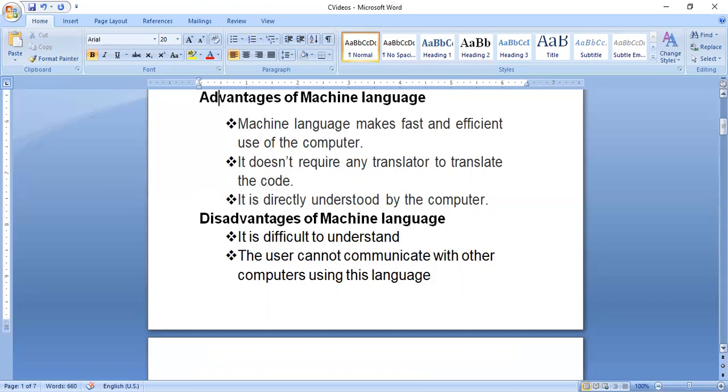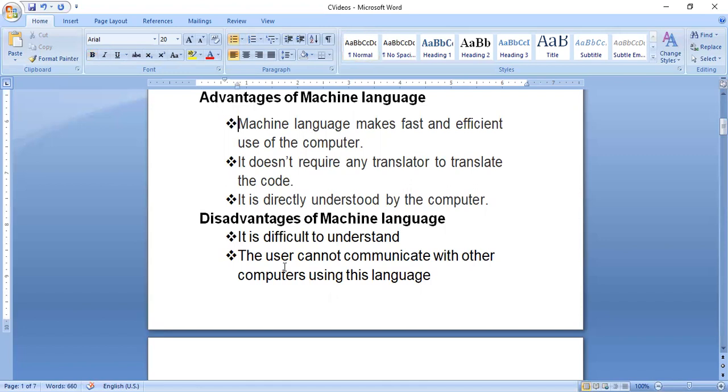Those are the advantages. Next, disadvantages. It is difficult for the user to understand. Second point, the user cannot communicate with other computers using this language. These are the points regarding machine language.